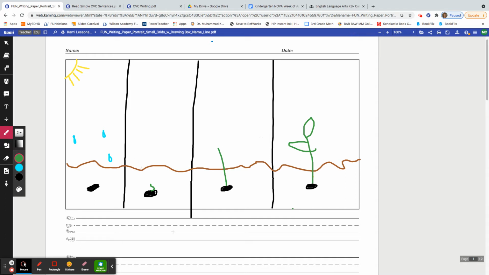Now, as you're writing your sentences, you could even put some bold words in if you use some of our vocabulary words. Words like seed, words like sprout, shoot, or stem, or leaves, or, oh no, I forgot something.